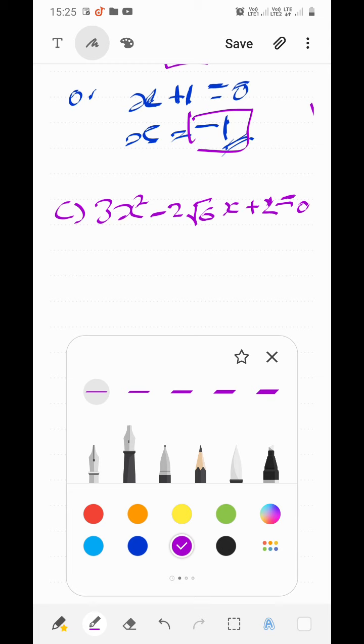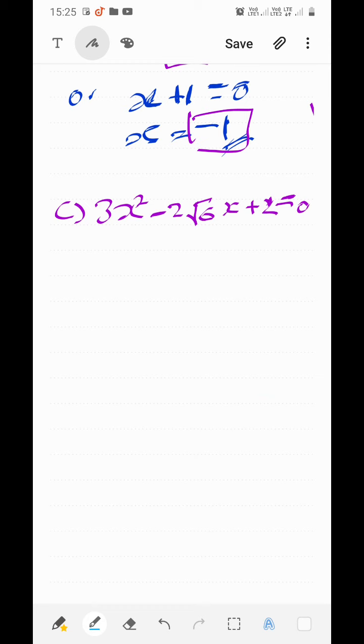Factorize the third question: 3x² − 2√6 x + 2 = 0, to find its roots. Now we have to choose the coefficient of x² and the constant term. Then multiply: 3 into 2 is 6. So while multiplying two numbers, we have to get 6 as a product.